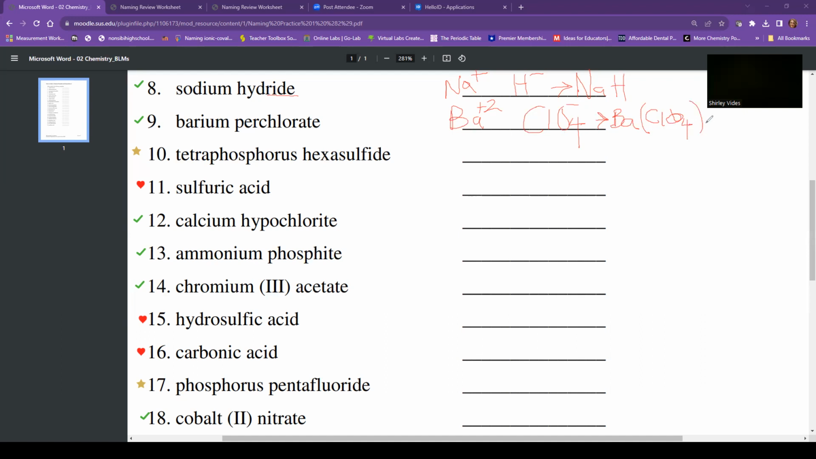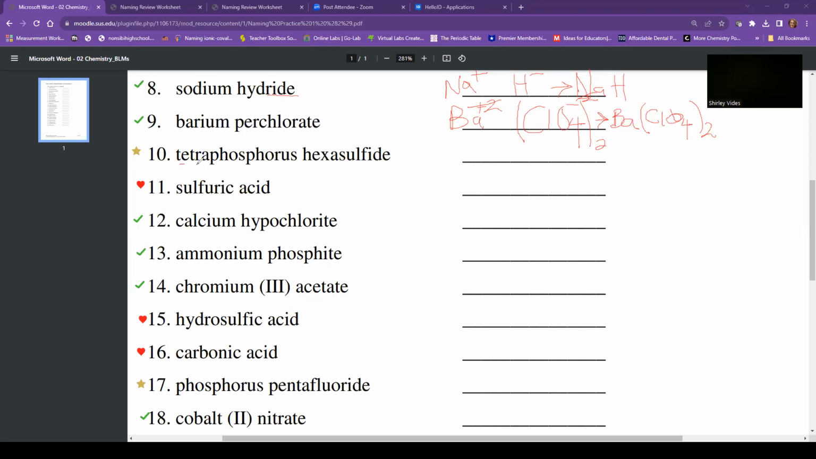And then times 2. Now, when you're looking at this, if you want to know what the purpose of it is, if you multiply this whole thing times 2, it becomes a 2 negative. And 2 negative and 2 positive cancel out. This is why you have to multiply it times 2. That's why we crisscross the valences, because it tells us how many.